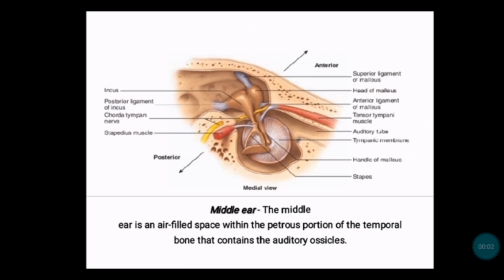The second one is the middle ear. The middle ear is an air-filled space within the petrous portion of the temporal bone that contains the auditory ossicles. Medial view of the middle ear, showing the three auditory ossicles with their ligaments and two muscles of the middle ear, the tensor tympani and the stapedius.